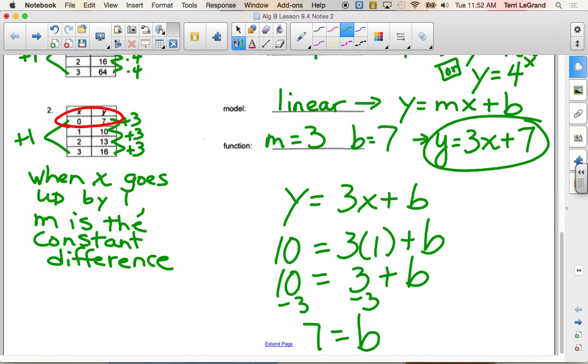Are we ever going to learn how to do the quadratic ones? I don't think so. I don't think we have to. You want to? No. Okay.